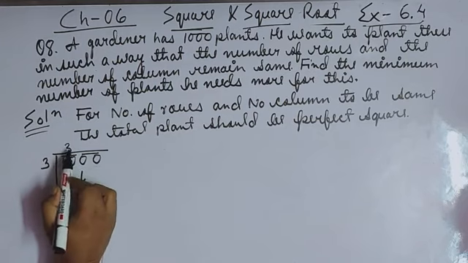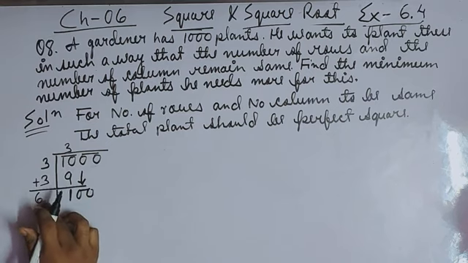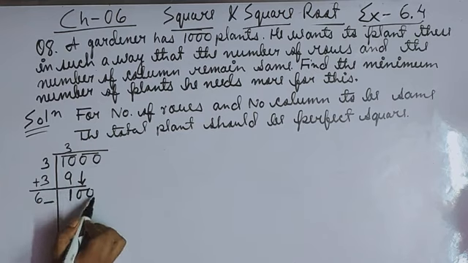from here this pair comes down, and this becomes 100. Now since we have taken 3, we will add 3 here. So 3 plus 3 gives 6. Now we have to add one digit here such that on multiplication it gives either 100 or less than that.